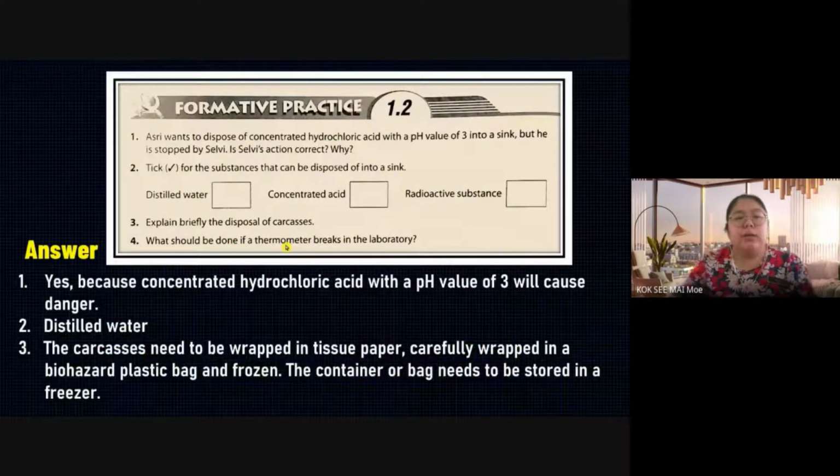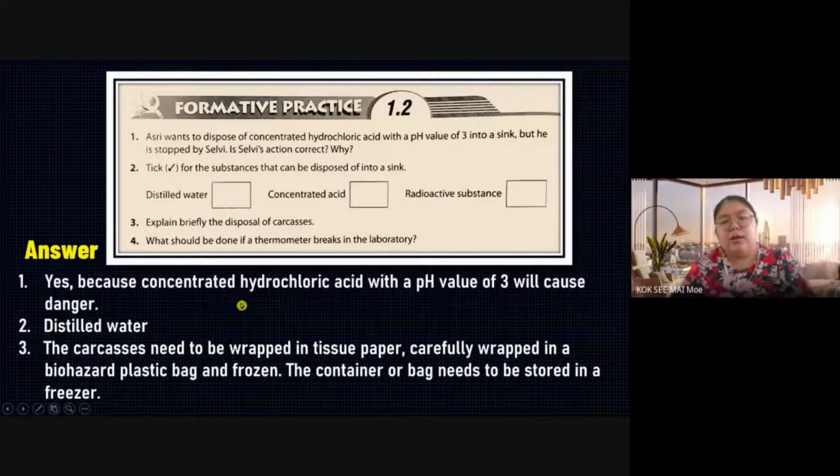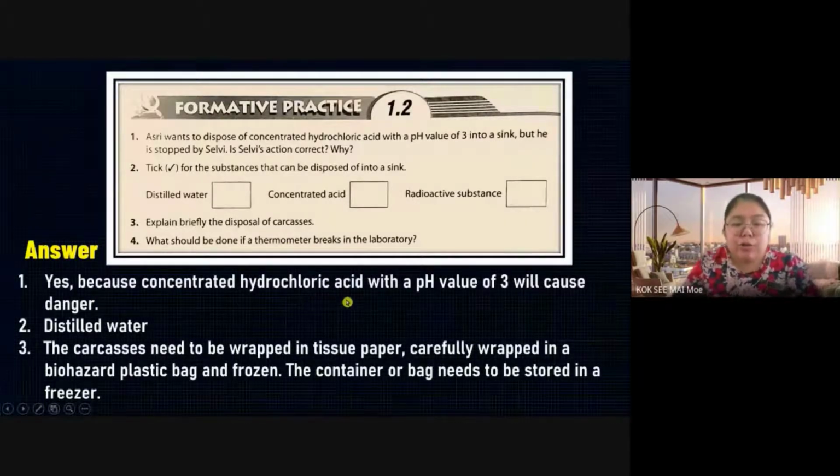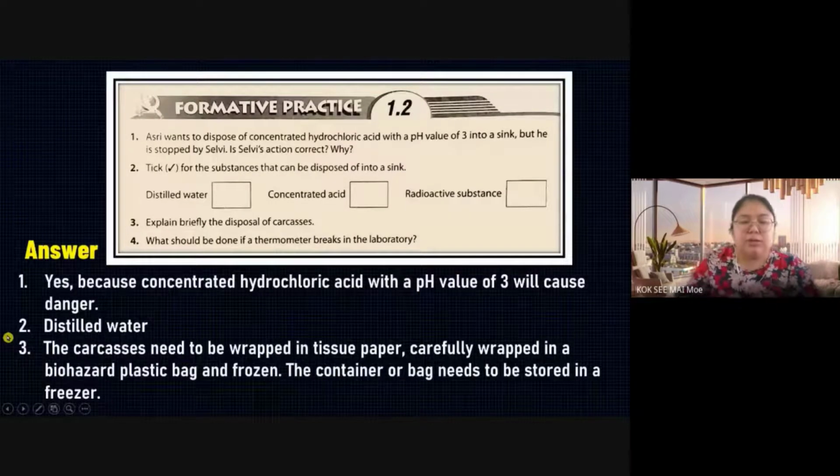For the first one, the answer is yes, because the concentrated hydrochloric acid with pH value 3 will cause danger. So you just mentioned there's a danger. Then number 2, the answer is only distilled water.